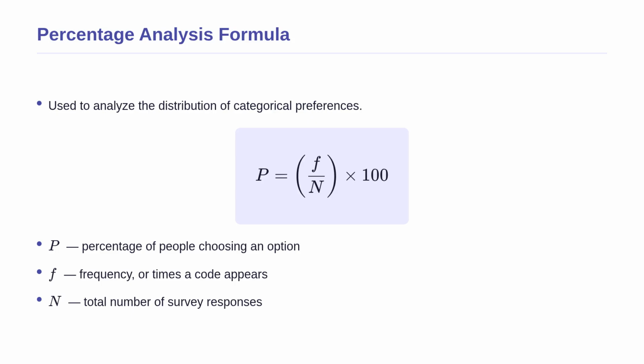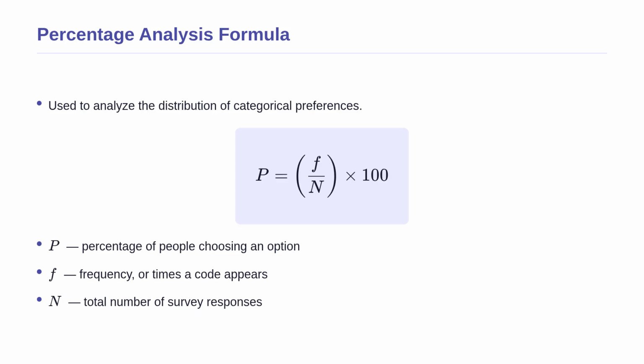Once our text data is coded into numbers, we need a way to understand the distribution of preferences. This brings us to the percentage analysis formula. Conceptually, it tells us what portion of the whole group belongs to a specific category. In this formula, P represents the final percentage.